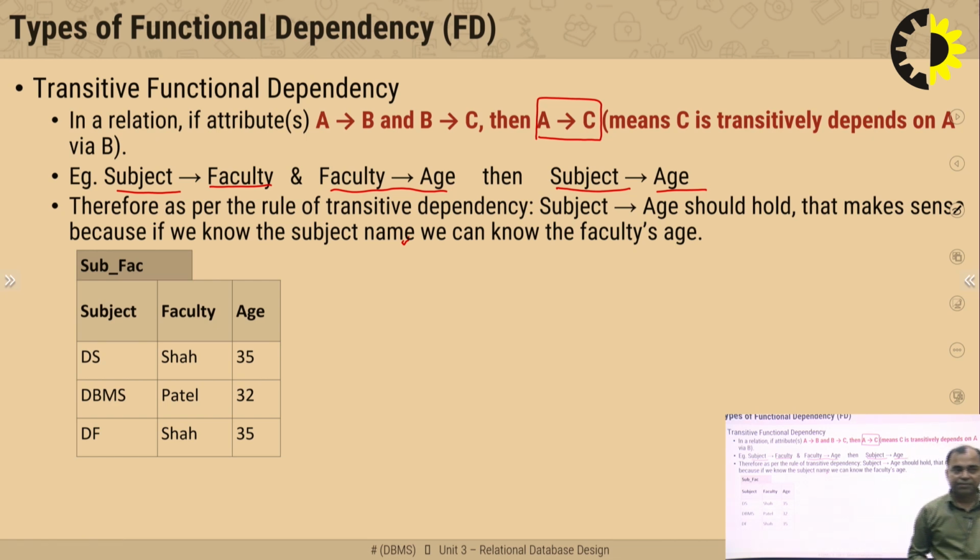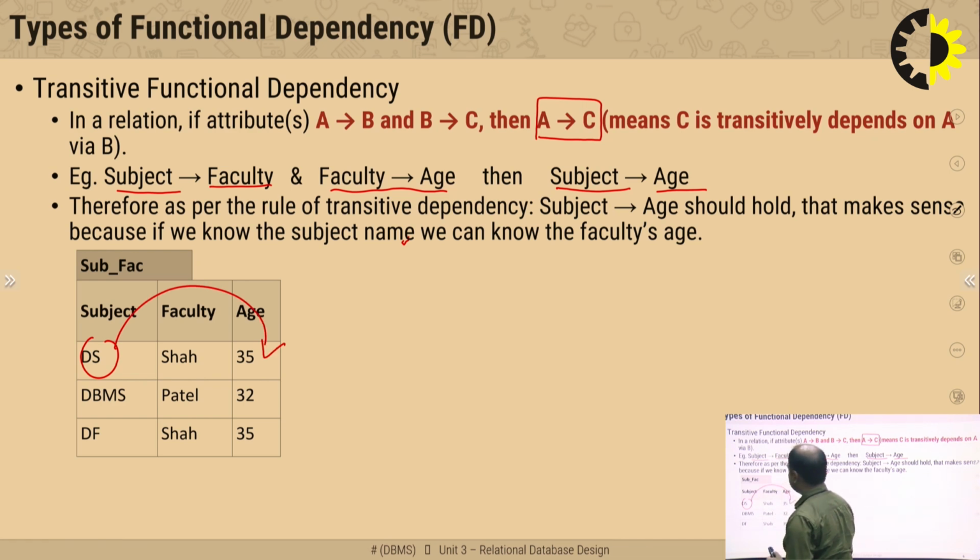So this is the example given here: subject, faculty and age. If we have the name of the subject, we can say the age of this faculty is 35. So this is transitive dependency. This gives faculty names and this is given by this, so this can be determined with the help of this. Clear?